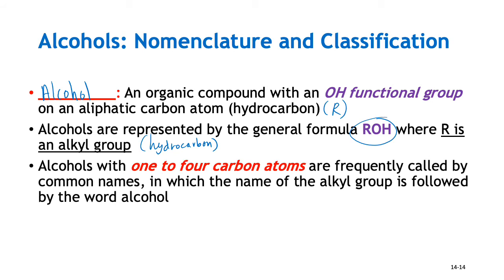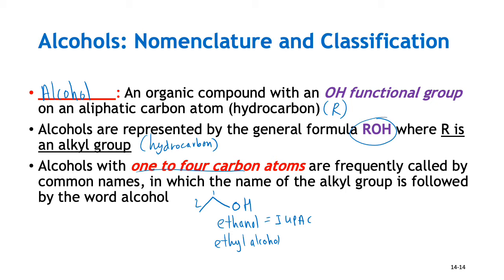Alcohols with 1 to 4 carbon atoms are frequently called by common names in which the name of the alkyl group is followed by the word alcohol. And you've seen this. The proper name for, say, this molecule, that's liquor alcohol, that's called ethanol. But you've probably heard people call it something else, so ethanol would be IUPAC, like the standard naming, the formal way of naming it. The common name would be called ethyl alcohol. You probably heard that before, ethyl alcohol. So notice it only has 2 carbons, 1 and 2. So it has 1 to 4, so it's in that list. It's between 1 and 4.